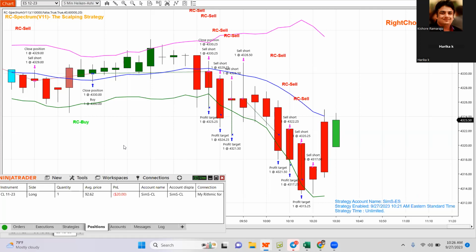Did you see the magic? SPY and QQQ calls made more than 100%. And on ES, it moved nearly how many points? 10 points is more than $500. But on NQ, it moved nearly 30 or 40 points, which is $800.